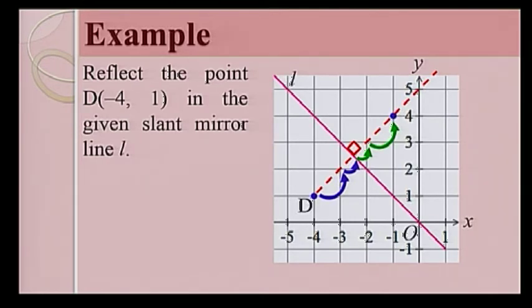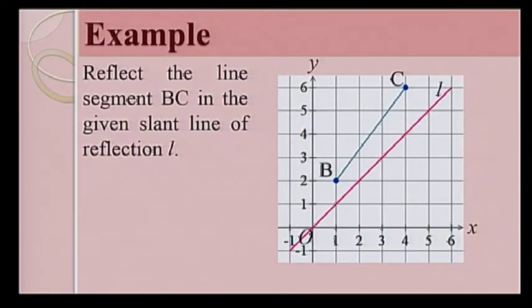Okay, so what do we have? We've got D1, which is the image of the point D reflected in the line L. Good? Remember, the two distances should be equal.